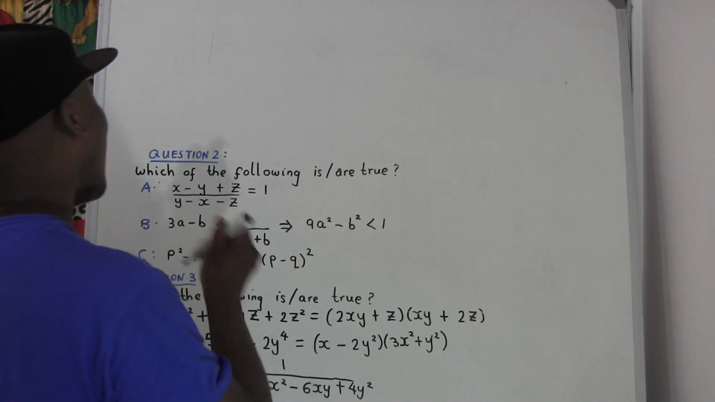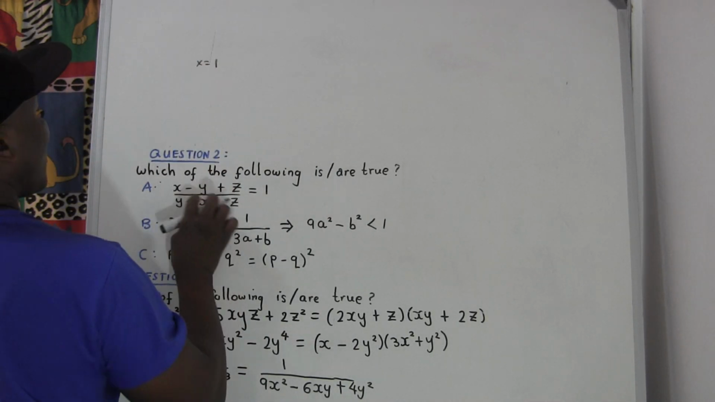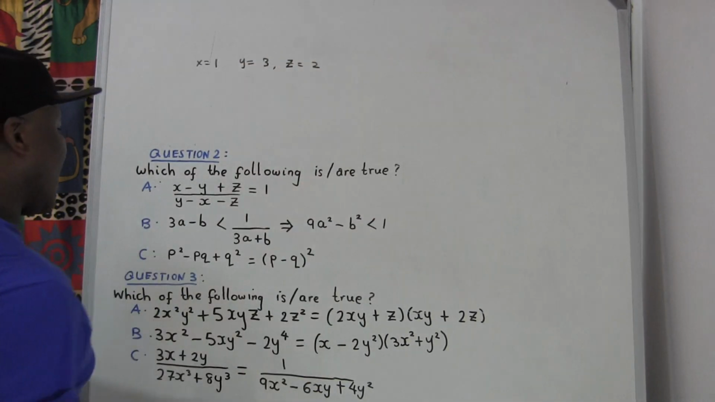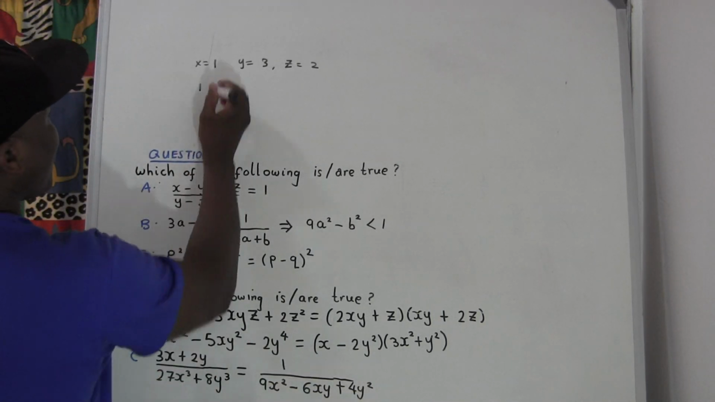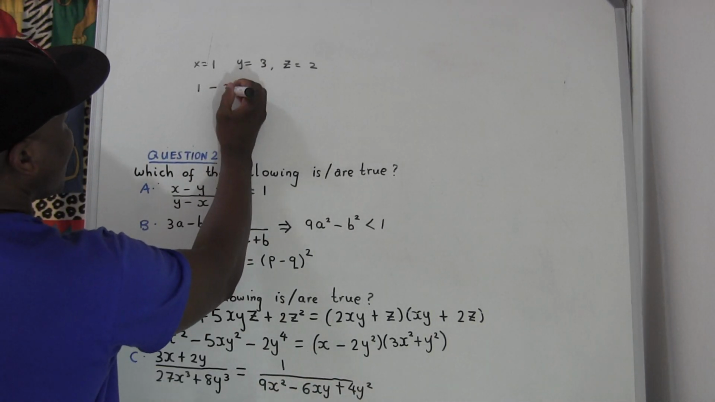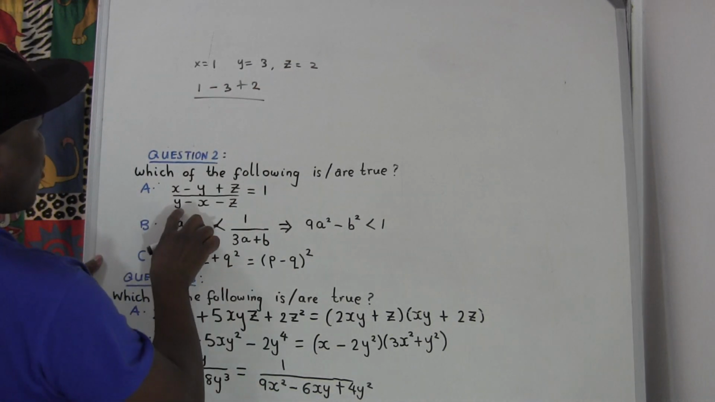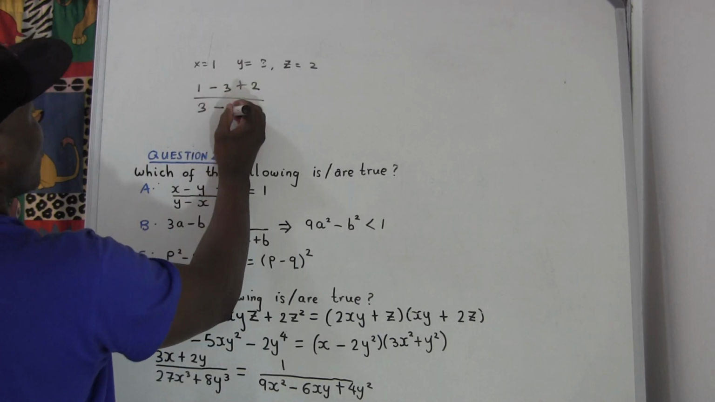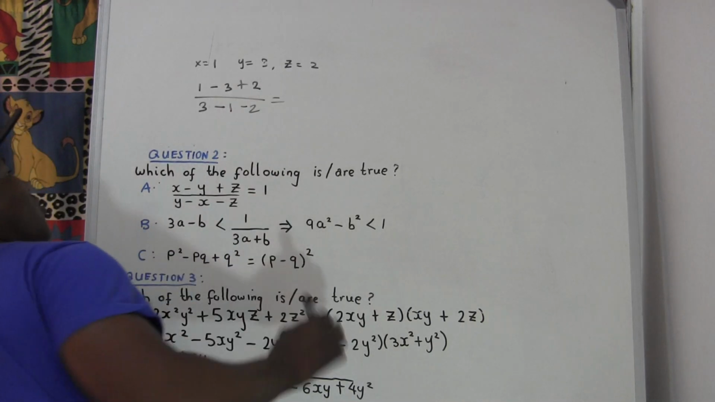Because for example, let's assume x equal to 1. Let's call y equal to 3, and let's call z equal to 2. Now let's put on top. So what is x? X equal to 1 minus y, y equal to 3, and then plus z, z equal to 2, over y, y equal to 3 minus x, x equal to 1 minus z, z equal to 2. Let's see if it's going to give us equal to 1.